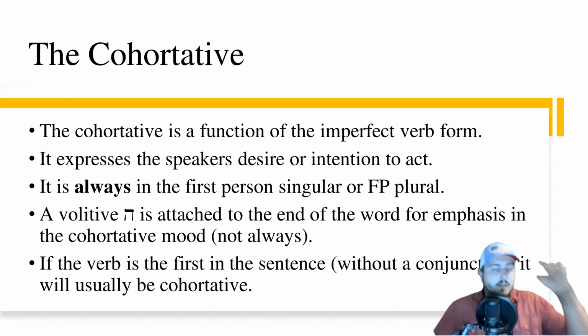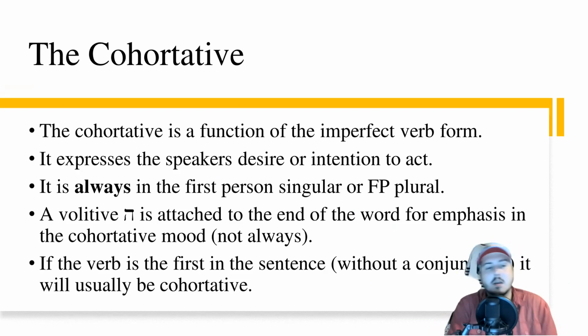All right, the cohortative. The cohortative is a function of the imperfect verb form. So is the jussive, actually. It expresses the speaker's desire or intention to act. It is always in the first person singular or first person plural form. A volitive hey is attached to the end of the word for emphasis in the cohortative mood, but not always. If the verb is the first in the sentence without a conjunction, it will usually be cohortative.